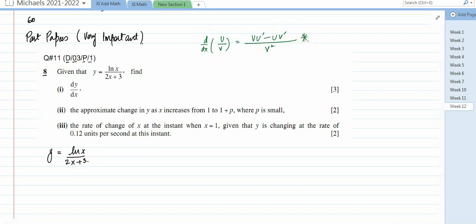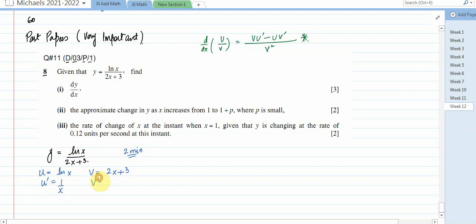First you need to give it a try. For the derivative part you have a time of 2 minutes, so start. Alright, if I pick the functions here, u is equal to ln x and u dash is equal to 1 divided by x, v is equal to 2x plus 3 and v dash is equal to 2. In the denominator we have v square, and v is 2x plus 3, whole square. Now, v is 2x plus 3, derivative of u is 1 upon x, minus u which is ln x, and derivative of v which is 2.